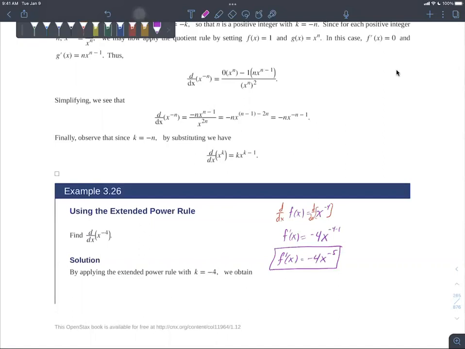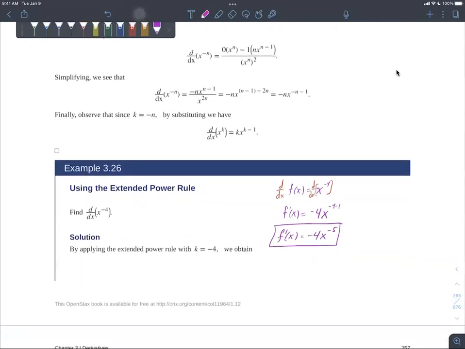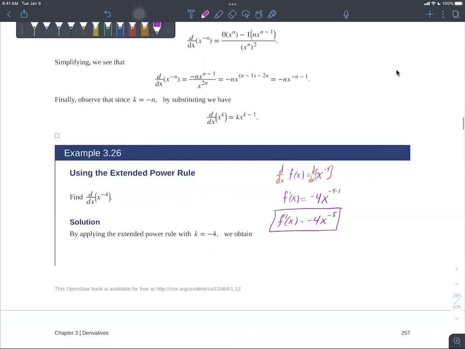This problem would be quite a bit more difficult using that limit definition. Notice we haven't really talked about the limit definition anymore because these derivative rules are going to essentially make that limit definition obsolete for a good while.